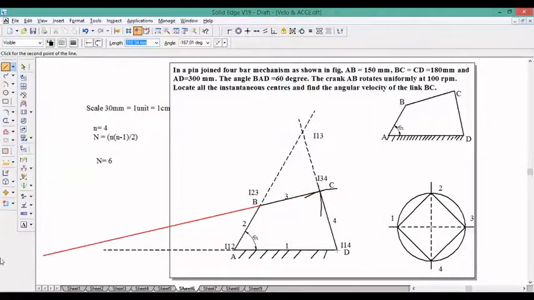And in fact, we are following this by applying Kennedy's theorem. That is, if three bodies have relative motion to each other, their instantaneous centers should lie on a straight line. That concept we are applying here to obtain the neither fixed nor permanent instantaneous centers.